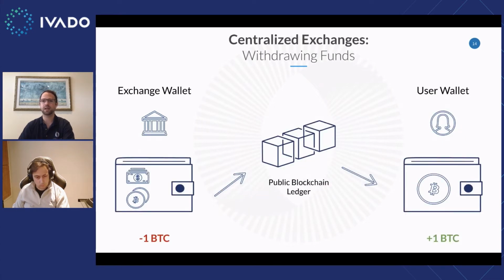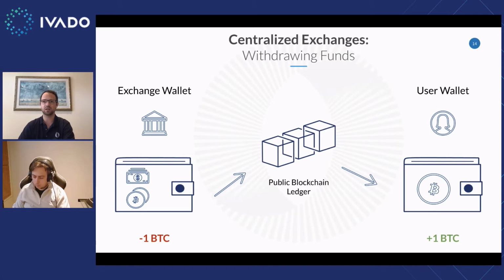Once the user is finished with their trading activities, they can request to withdraw their funds from the exchange back to the user-controlled wallet. At this point, the exchange initiates a transaction from their wallet back to the user's wallet using the blockchain as a settlement layer. After settlement, the funds are now back in the control of the user and cannot be moved without the user's private key.